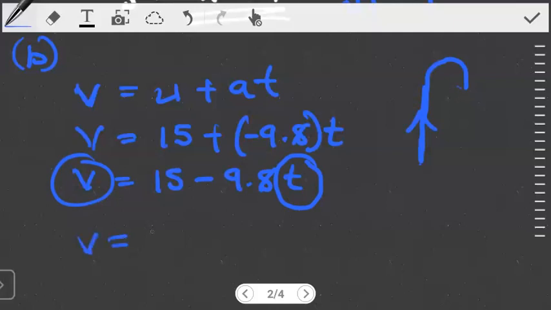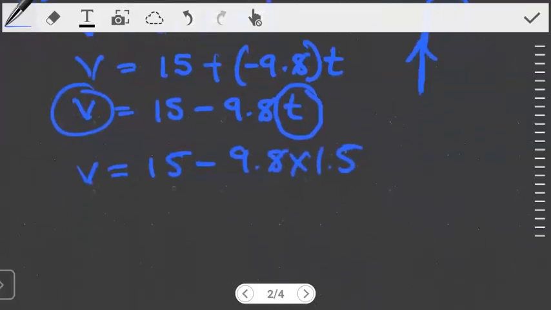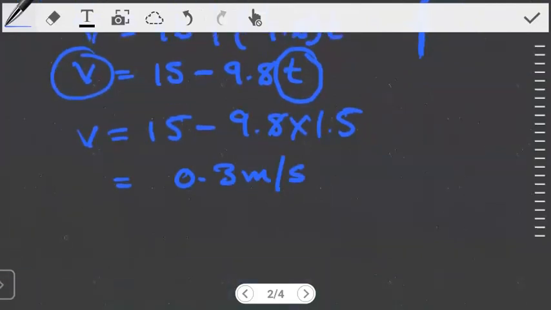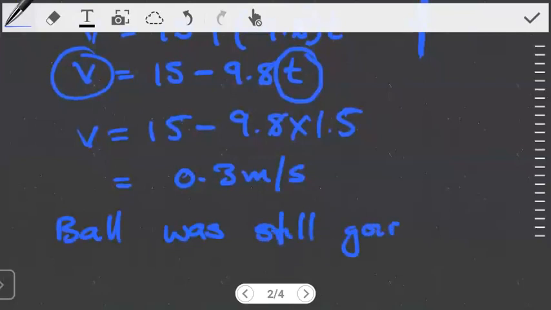Well, after 1.5 seconds, now you have 9.8 multiplying 1.5 seconds. If we work this out, we get the final velocity as 0.3 meters per second. And this is a positive value. So because the velocity after 1.5 seconds is a positive value, we conclude that the ball was still going up.